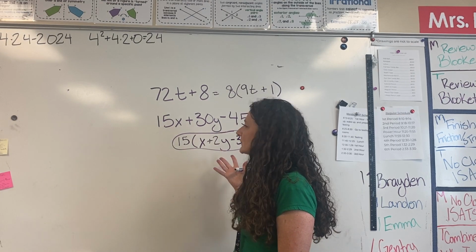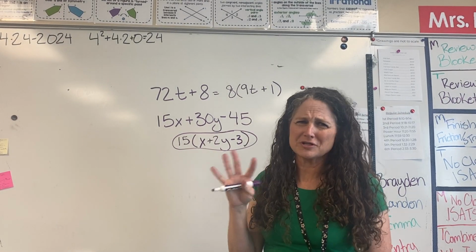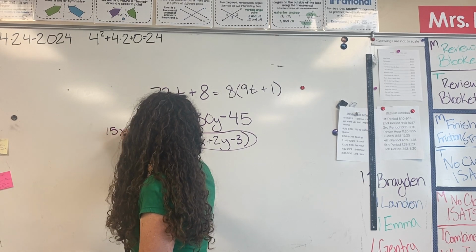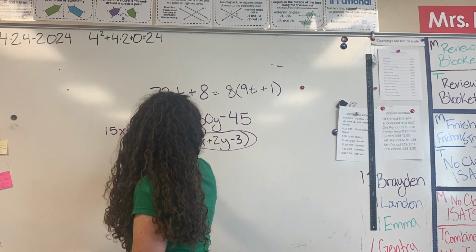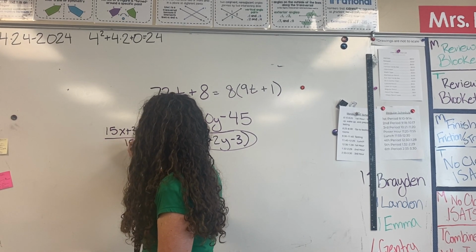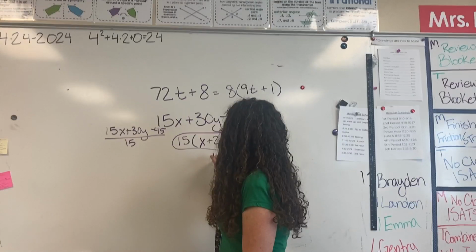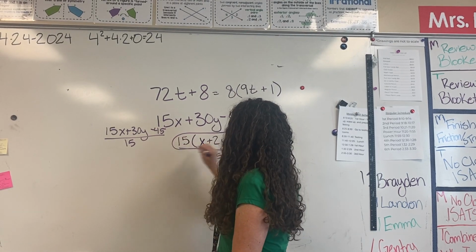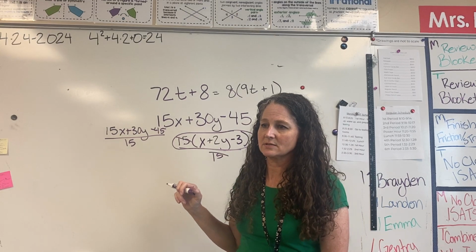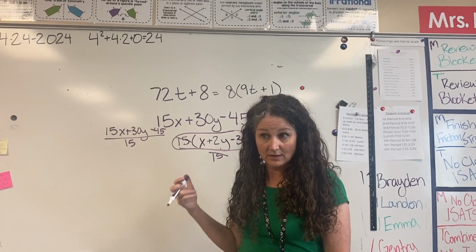This is really, really handy when you're dividing. Let's say we have 15x plus 30y minus 45, and that's all divided by 15. You factor that 15 out, and you have 15 divided by 15, and boop, boop, they go away. So that's handy when you're doing those things. I know you guys hate factoring, but it is handy.